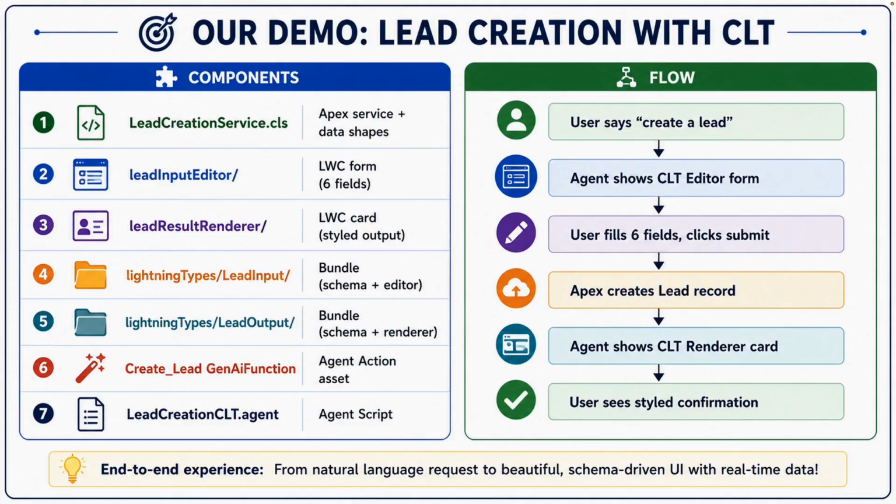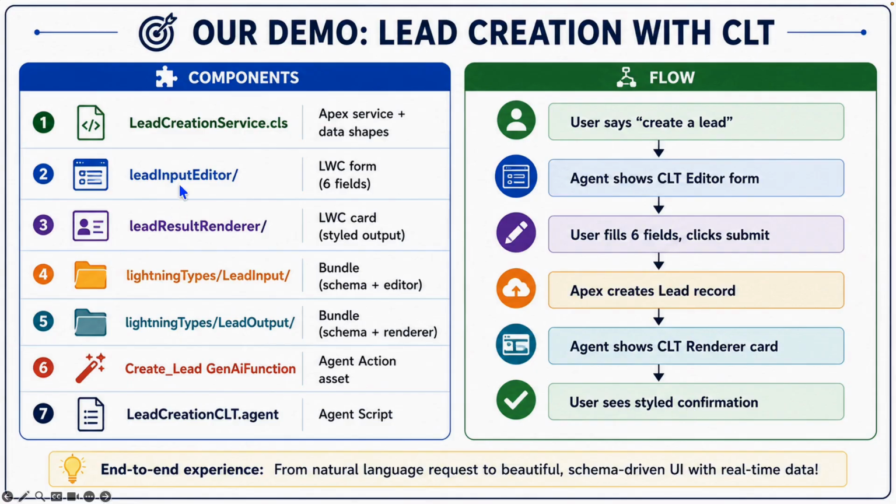The example that we will build here is lead creation with the CLT, where the user will say, create a lead. Our agent will show the CLT editor form. The user will be shown the structured form, fill all the 6 fields and then finally click on the submit button. As soon as the user clicks on the submit button, we're going to invoke the Apex, which is responsible to create the lead. Finally, our agent will render that created lead record with the lead ID and the other details. Whatever output the user sees will be in a more styled form.